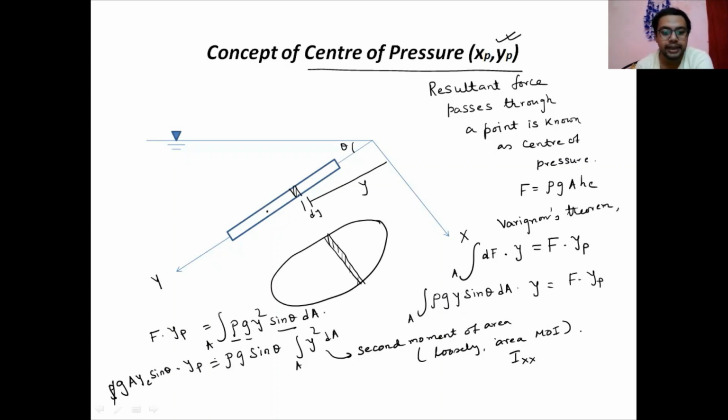So here rho g will be cancelled out and sine theta will be cancelled. Rho g sine theta will be cancelled. So A yc yp is equal to Ix. That is the remaining. So what is the YP? YP, the center of pressure Y location, is Ixx divided by A yc. Very, very important formula.